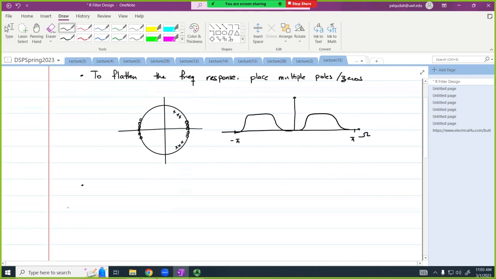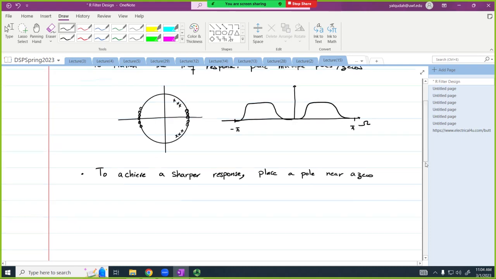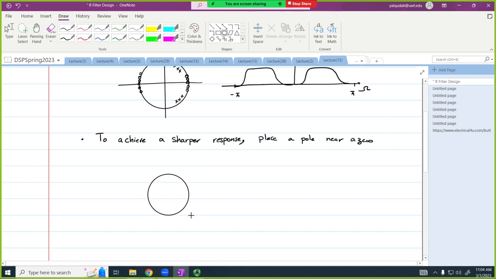Okay. If we want to achieve a sharper response, how do we achieve a sharper response? We have to define what we mean by a sharper response. And we will see what that means in a second. But nevertheless, we have to place a pole near the 0. And we'll do an example later on with MATLAB to show that.